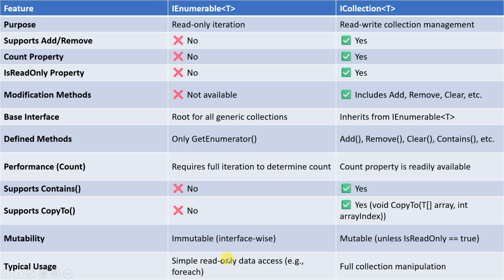IEnumerable of T provides read-only data access, for example, a foreach loop, using which we can iterate over the elements, whereas ICollection of T is basically used for full collection manipulation, where we can iterate over the elements and we can also update the elements. So these are the basic differences between IEnumerable of T and ICollection of T.